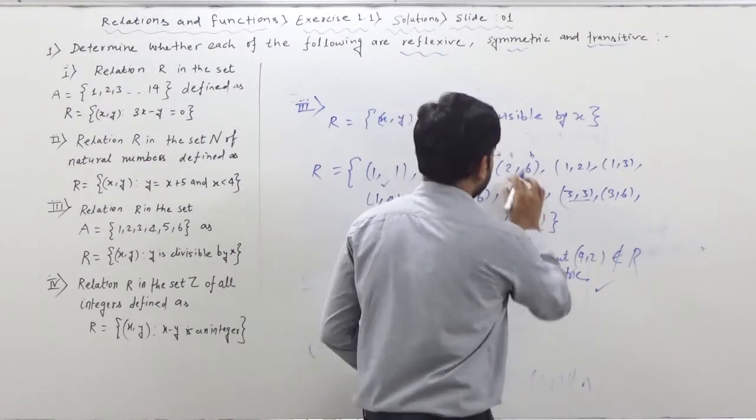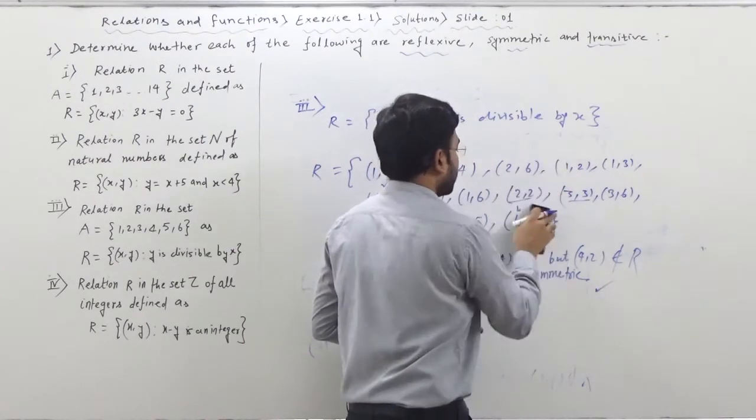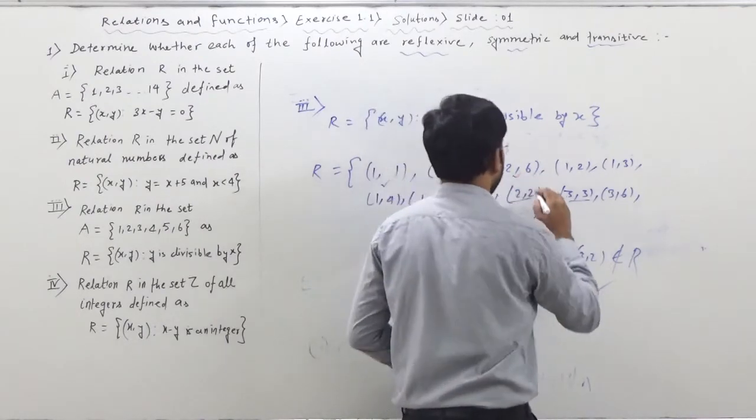2 comma 6, 2 comma 6. Yes, this one only itself. So of course, this is also okay. This is also saying okay.